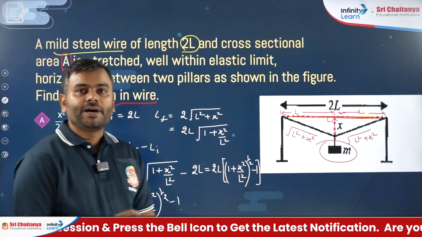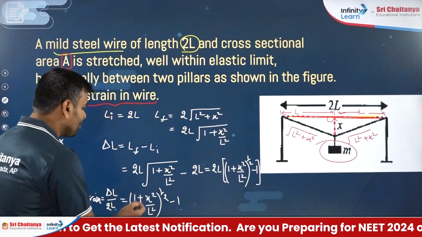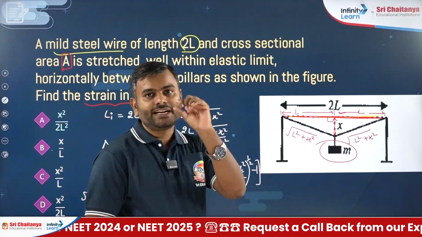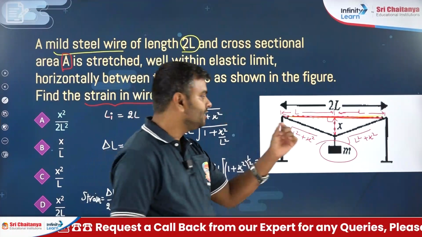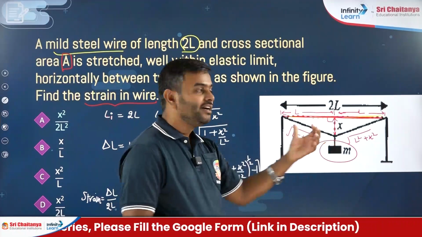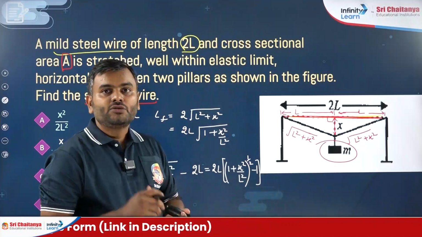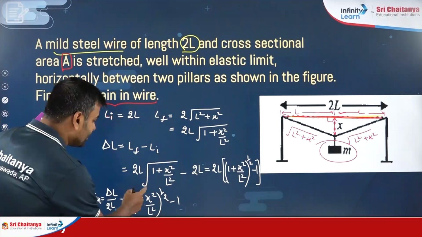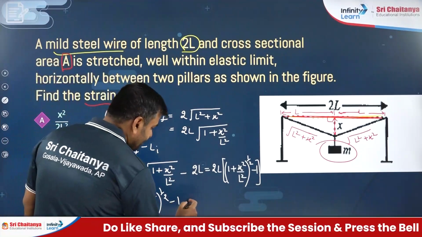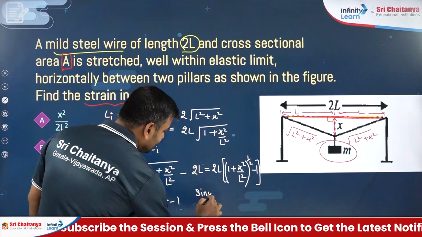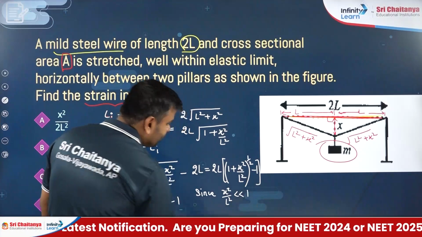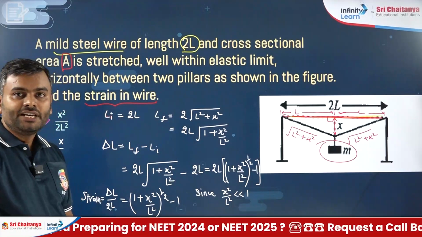Now here we are going to use a binomial expansion. Why are we using it? Because the wire is not going to move very much down. That movement of the wire will be very small, so the x value is very small when compared with the size of the wire. Since this x value is very small, this ratio will be very small compared to 1. So since x square by L square is very much less than 1, we can use binomial expansion here.